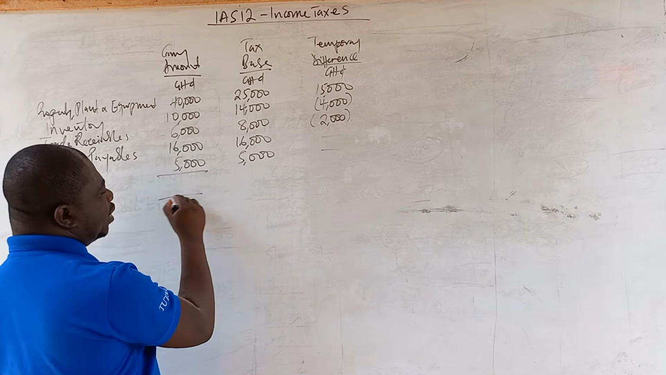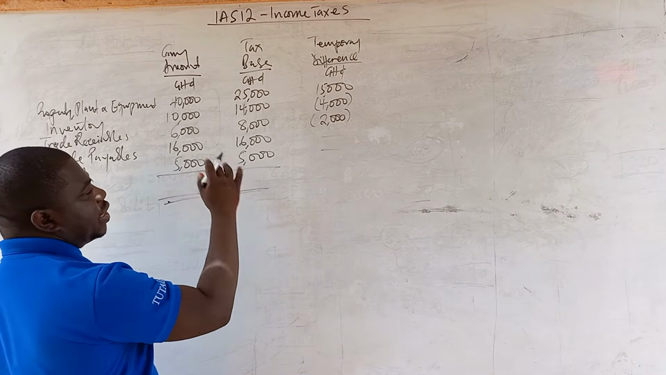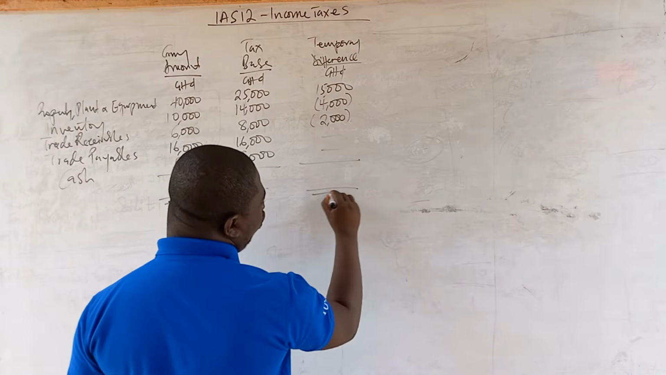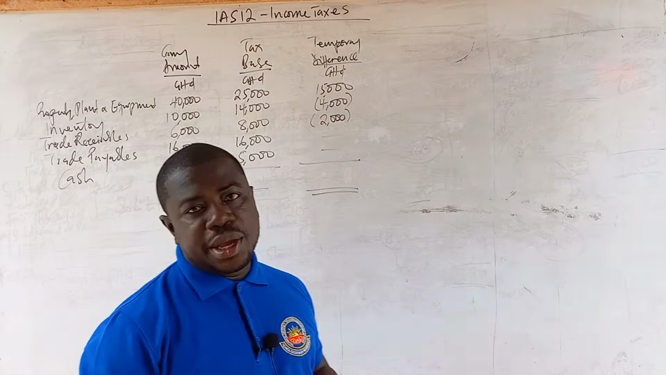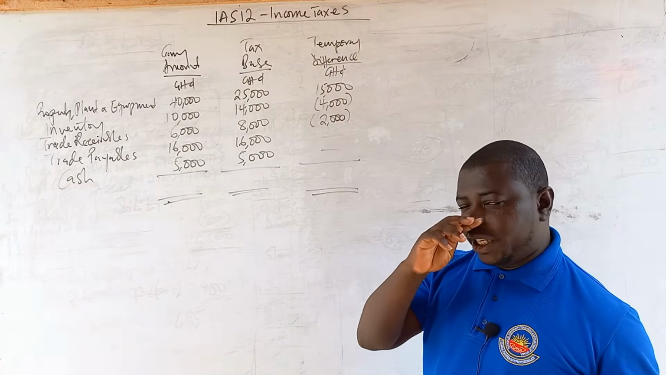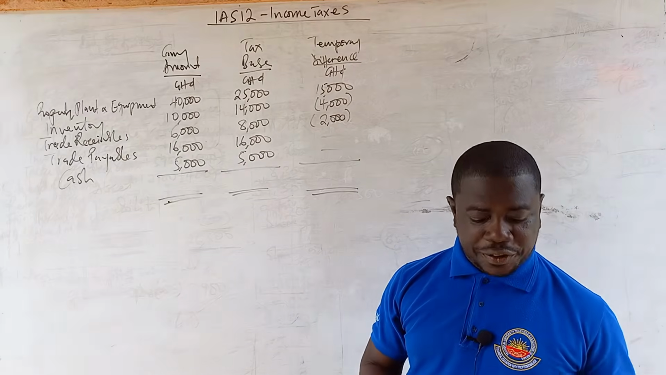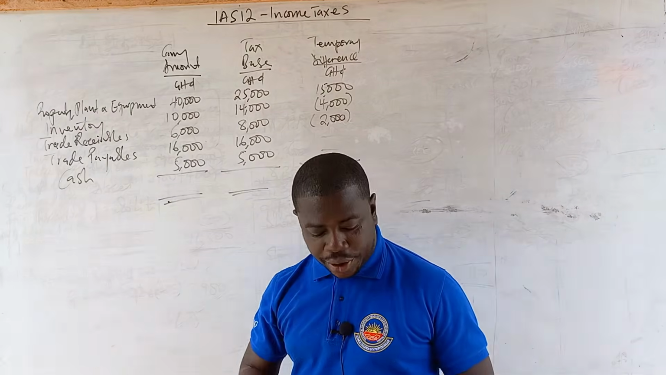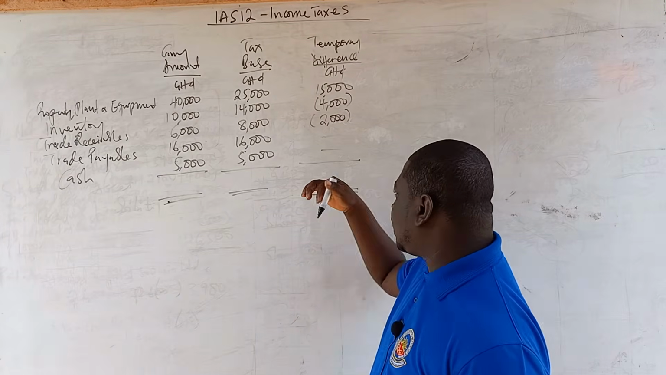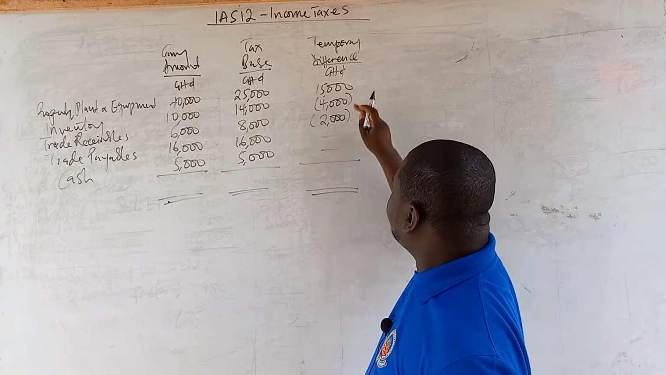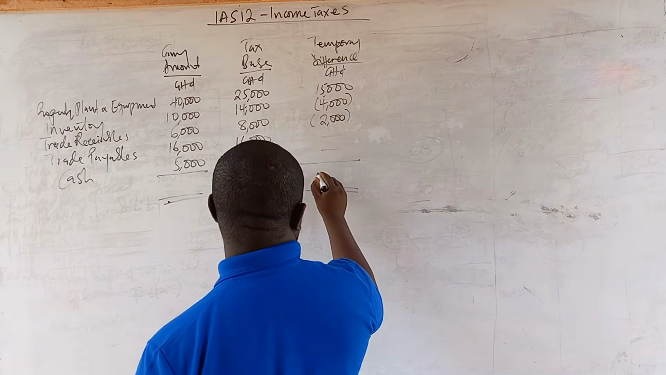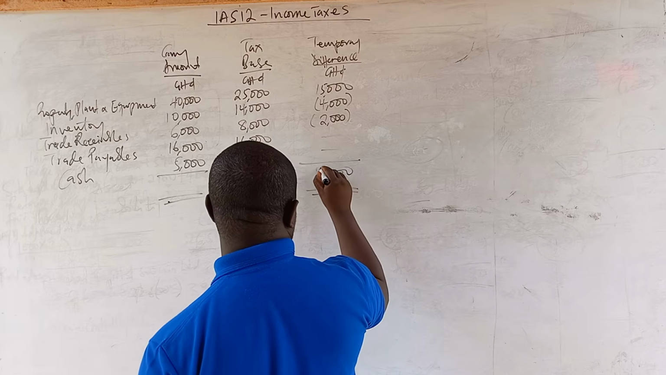So having done with that, you just find the total. These totals are not even important, but you can still show them anyway. The most important total is that of the temporary difference, because that is what we need to calculate our deferred tax, whether it's an asset or liability. We will know after we find the difference. And so the total for the carrying amount column can be shown, that of the tax base can be shown. But let us look at the temporary difference. 15,000 minus 4,000 minus 2,000. That is going to give us 9,000 Ghana cedis.